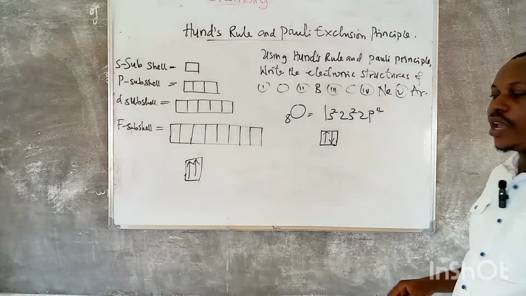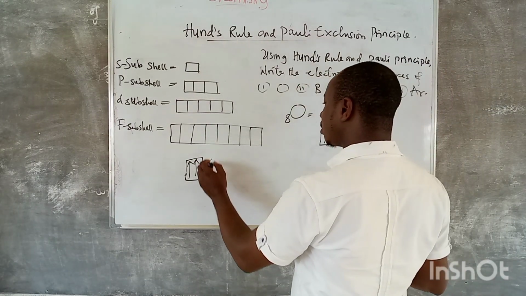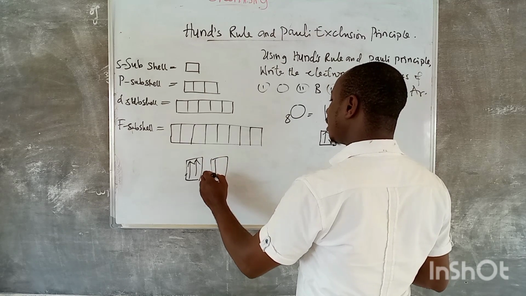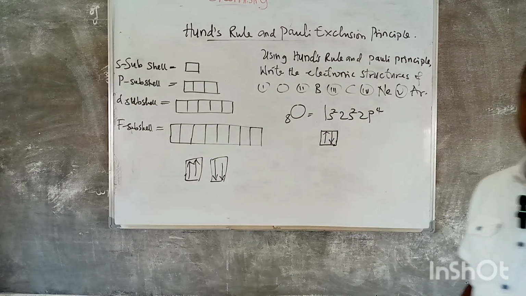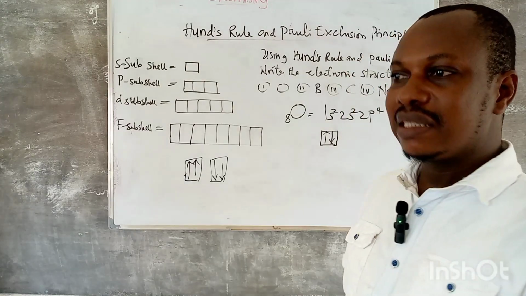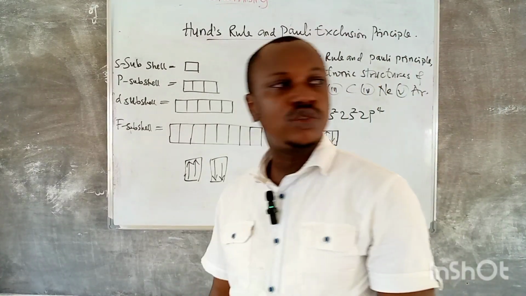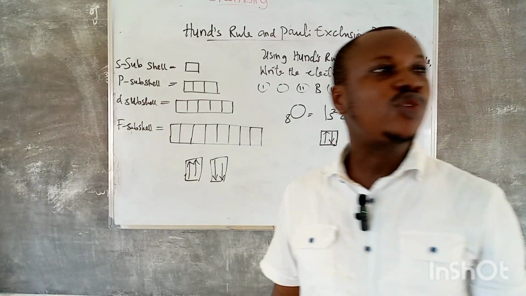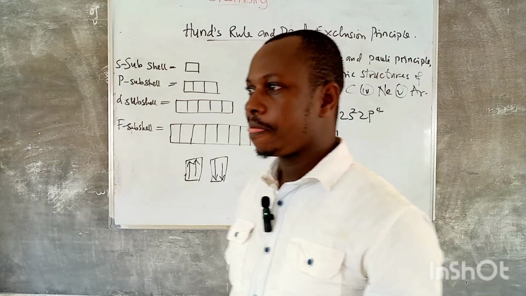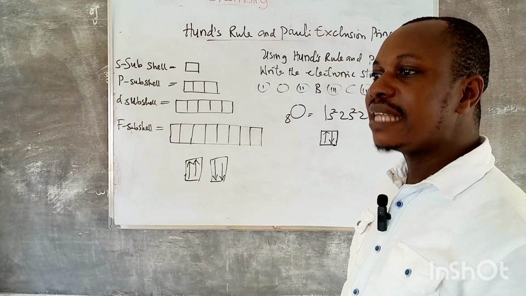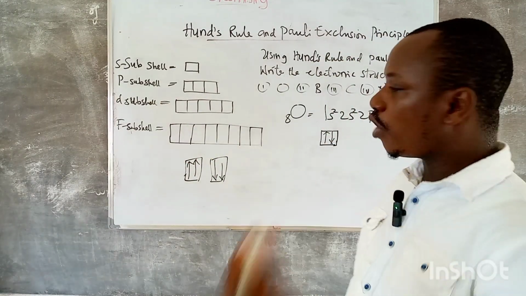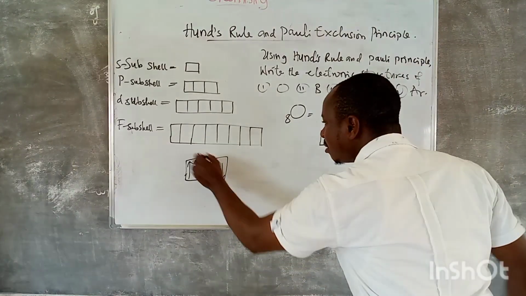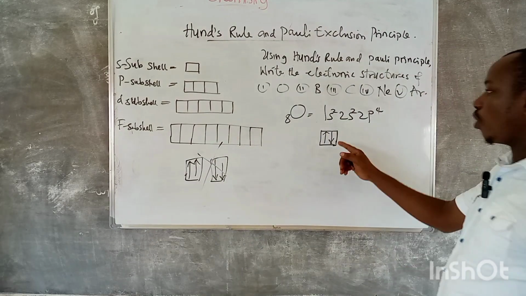If you write it this way, you are disobeying Pauli exclusion principle, or you decide to write it this way. If you watch, the 2 electrons are behaving alike, which is in contrast to what he proposed, that no 2 electrons in an atomic orbital can behave alike. There's no way they can behave in the same manner. It's either one is going up, the other one is going down, or the other one is going down, one is going up. If it is like this one, it is totally wrong. It must be like this.